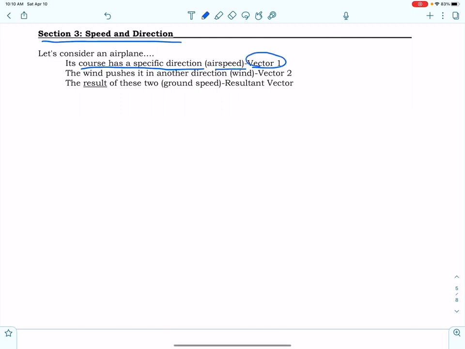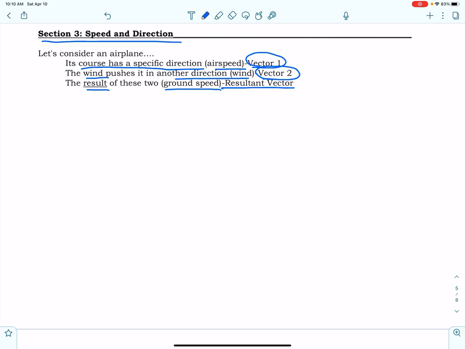That's going to be our airspeed. And then the wind, of course, is going to push it in another direction. We're going to let that be vector 2. So what happens to the airplane is that as it sets its course, the wind is going to push it off course, and that is going to result in a new vector for the airplane. So the result of these two is actually going to be the ground speed.